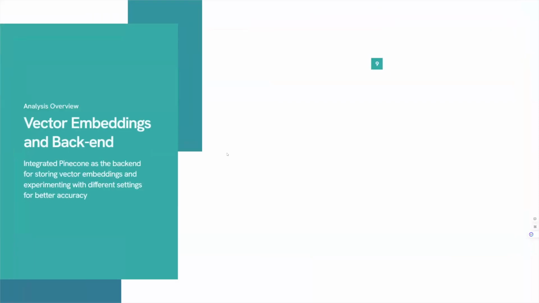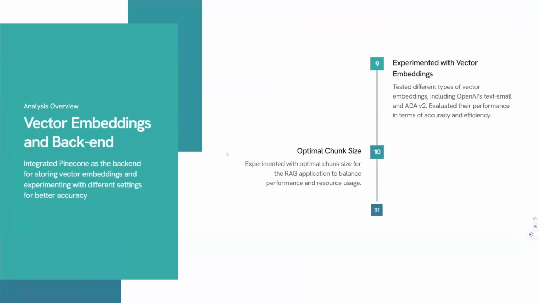Next, I focused on experimenting with various vector embeddings. I tested different types of vector embeddings like the OpenAI text-embedding ADA V2, and I evaluated them on the basis of their performance and accuracy. I also tested the optimal chunk size, which helps balance performance and resource usage. I also learned more about guardrails, which help prevent hallucinations in the chatbot.